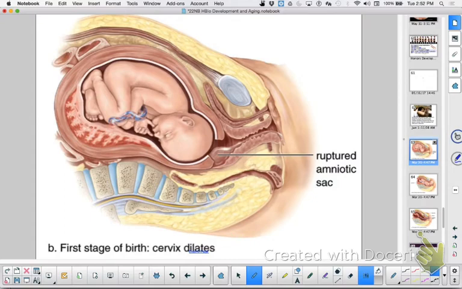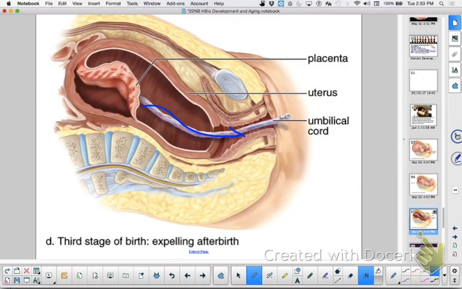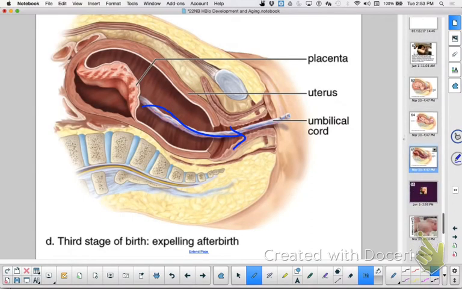Three stages of birth. Always there's something coming out. Stage one, the cervix is dilating, and then the sac breaks and amniotic fluid comes out. Stage two, a baby comes out, and stage three, a placenta comes out. So it's fluid, baby, placenta. Stages one, two, and three.